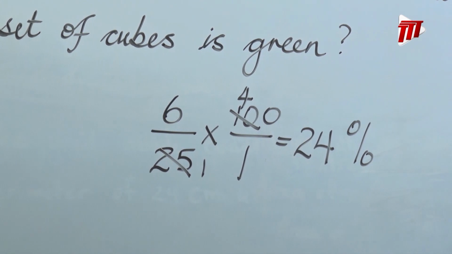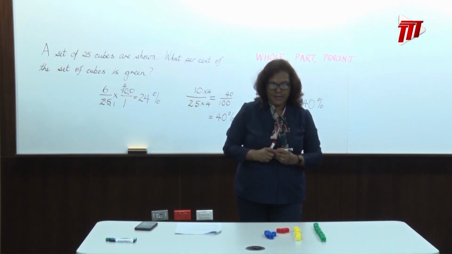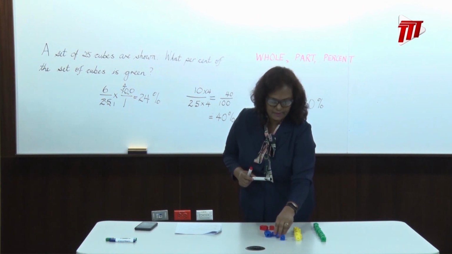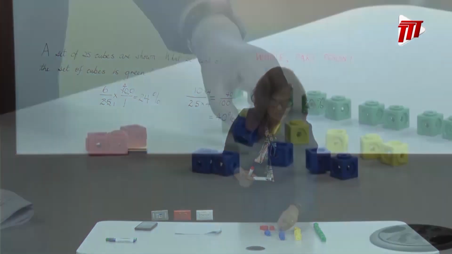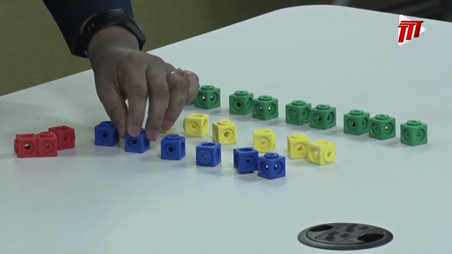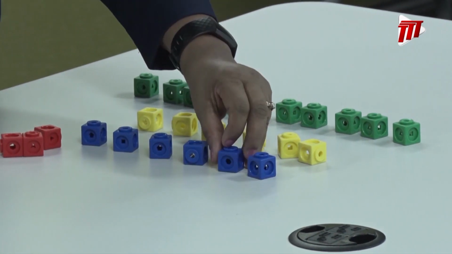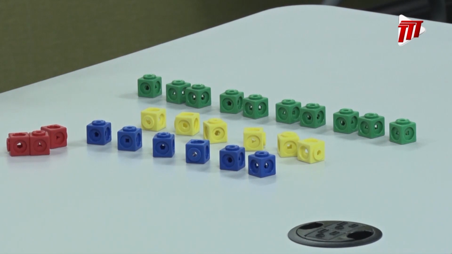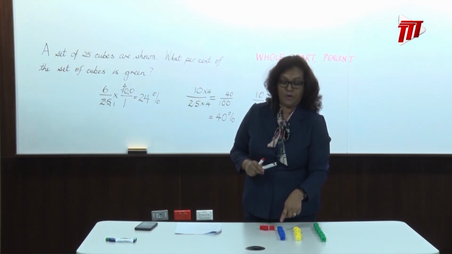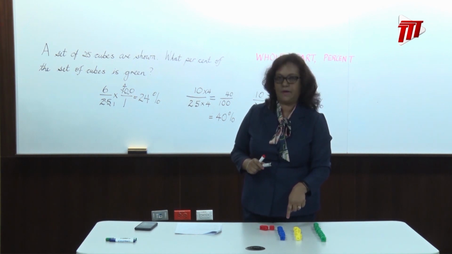So 24% of my cubes are yellow. The blue, I also have 6. So 6 out of 25, I'm going to get the same percentage of blue cubes out of my 25.